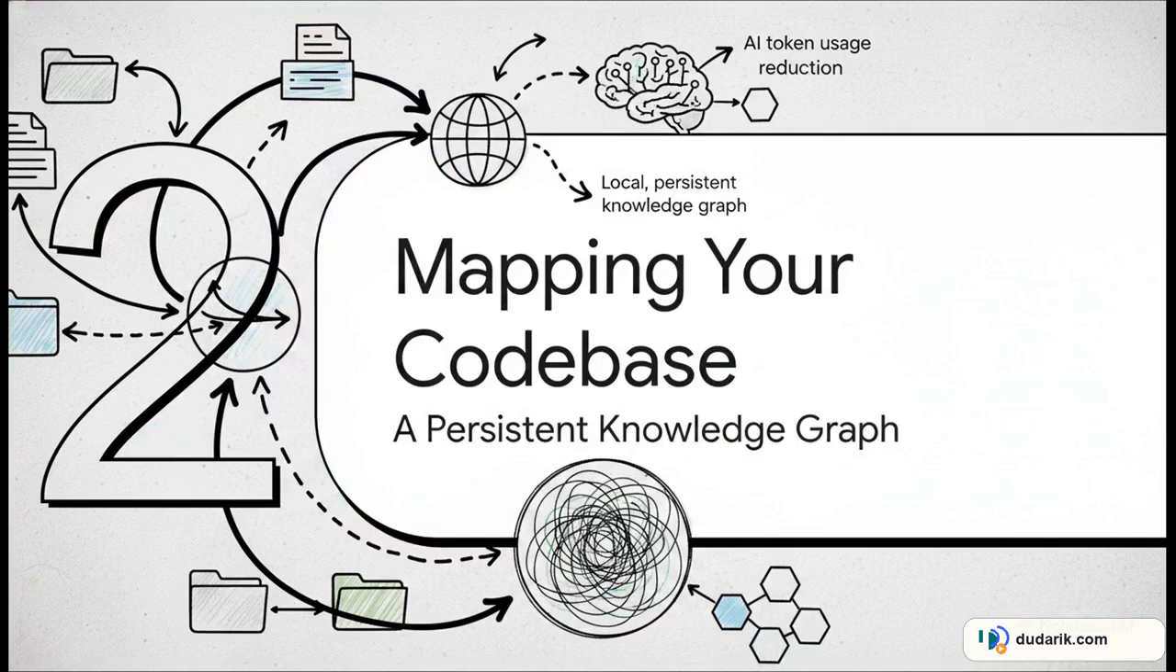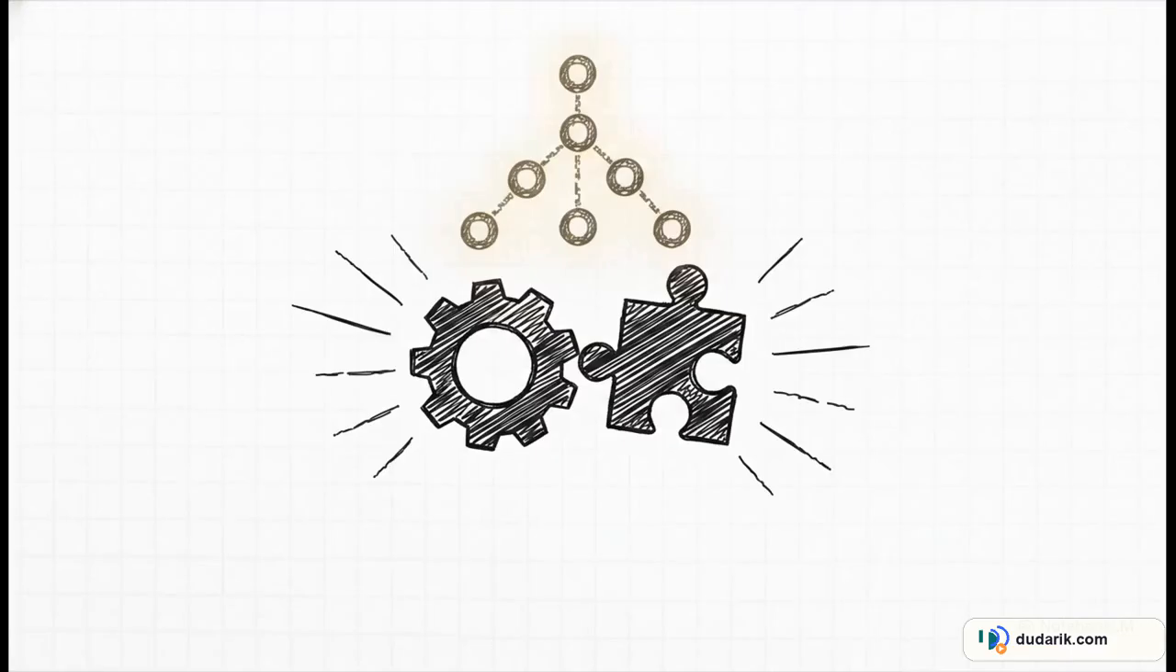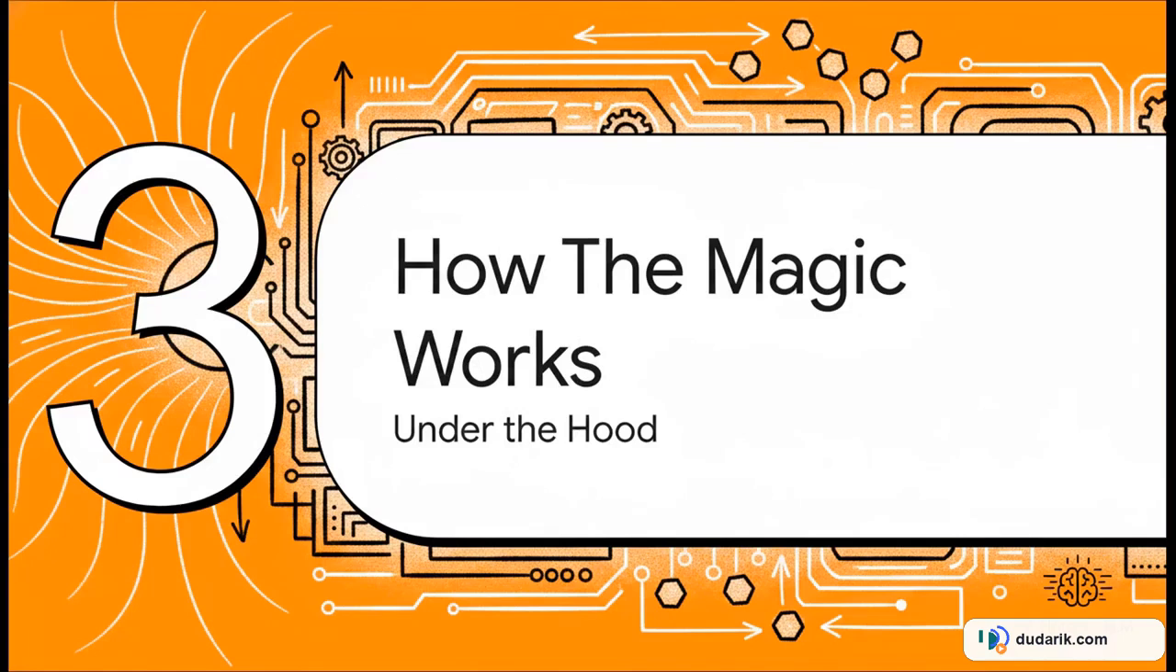It builds a local, persistent knowledge graph of your entire project. And this isn't just a simple list of files. We're talking a deep structural map of how every single piece connects to everything else. So, to pull off this sophisticated map making and then actually talk to the AI, the tool relies on two really powerful open source technologies working together. All right, so how does this magic trick actually work? Let's pop the hood for a second and see how this graph gets built and then put to use.